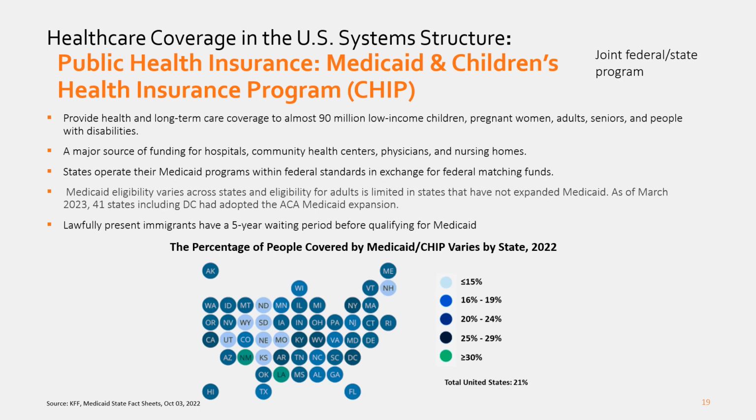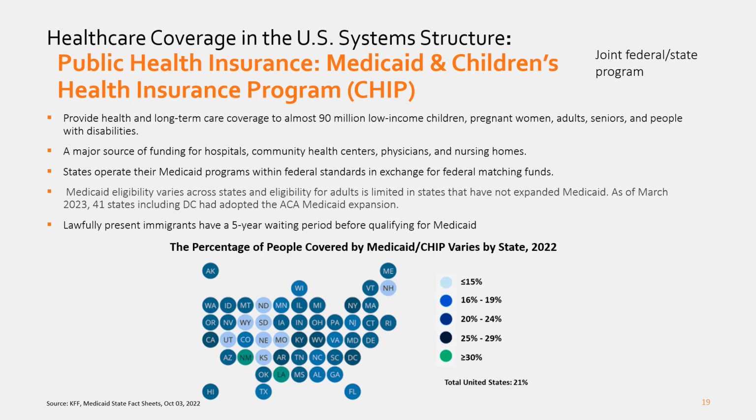The main form of public insurance is Medicaid and the Children's Health Insurance Program, or CHIP. Medicaid is a joint federal and state program that provides health and long-term care coverage to almost 90 million people with limited incomes and resources. States operate their Medicaid programs within federal standards in exchange for matching funds from the federal government. It is a major source of funding for hospitals, community health centers, physicians, and nursing homes.